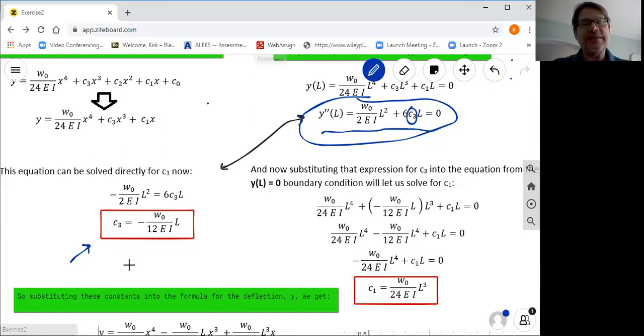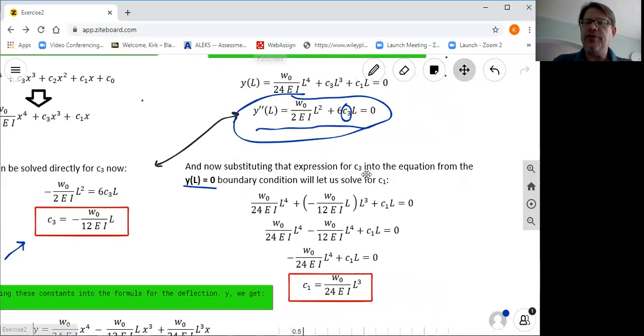Now, of course, once I've got C3, it's a domino effect because remember, we also had another equation earlier from the fact that the function y was 0 valued at the right endpoint. We had another equation that said that y of L was equal to 0.